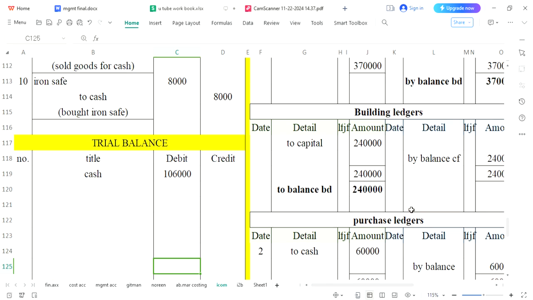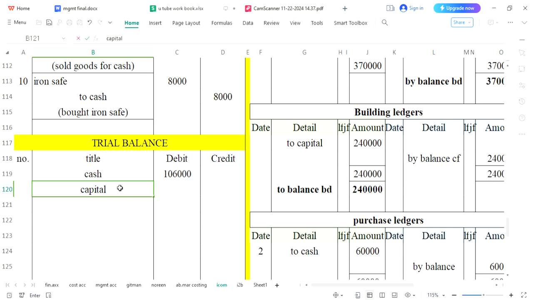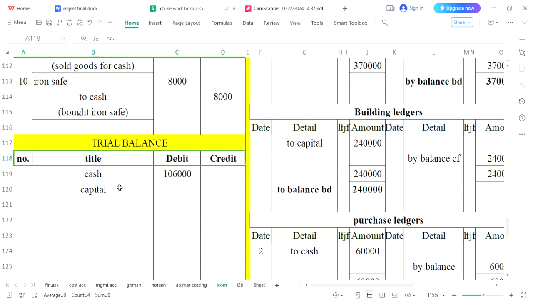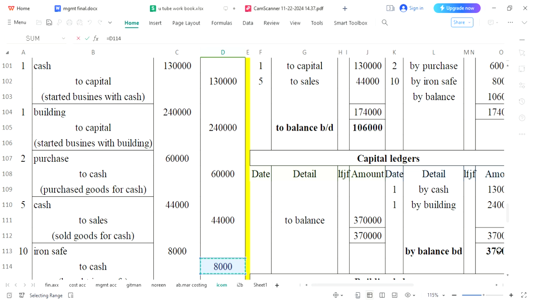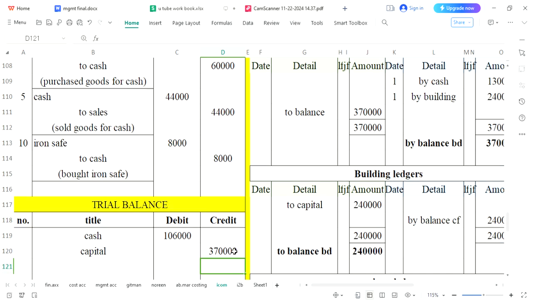Go to the trial balance and write down capital. These are actually headings, so let's highlight them, and we are going to put some lines over here to make a difference. Now we will see capital. Look at here, this is your capital ledger, and now you will see where balance is written. Look at here, 37,000. This is written on credit side, so you will choose credit side. So we have chosen credit side for the capital.